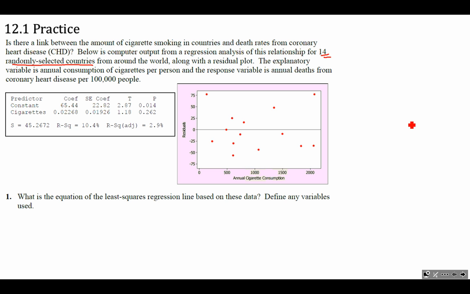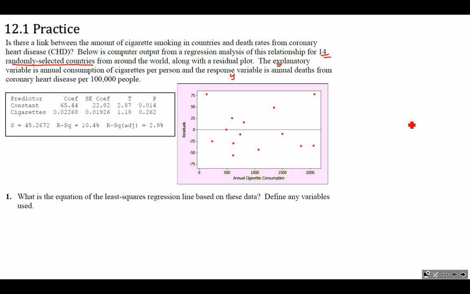residual plot. The explanatory variable, I want you to remember, sorry guys, that explanatory is X, and there's that hint that X is in the word. So the explanatory variable is X, and that is the annual consumption of cigarettes per person. And then your response variable is always Y. It's the annual deaths from the CHD per 100,000 people.